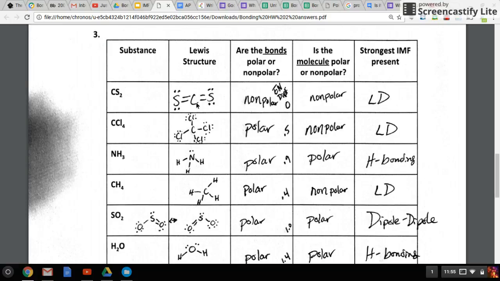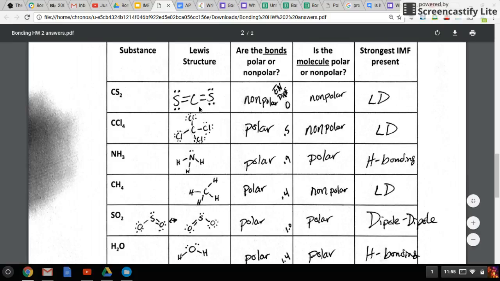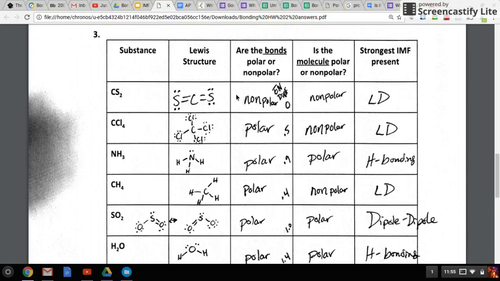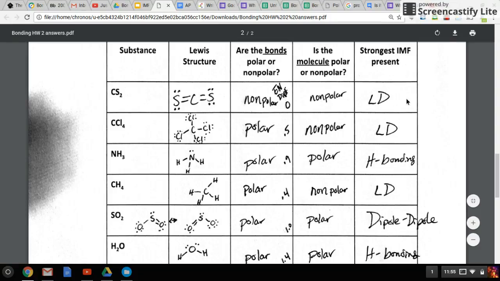So the first one, you end up with CS2. This ends up having a structure that looks like this. You find that there is very little electronegativity difference, actually no electronegativity difference between carbon and sulfur, making each of these bonds nonpolar. Because the bonds are nonpolar, there is no way you could have a polar molecule. So the molecule itself is also nonpolar. This is pretty rare for two different elements to have the same electronegativity unless they are the same element. So the strongest intermolecular force present is London dispersion forces.